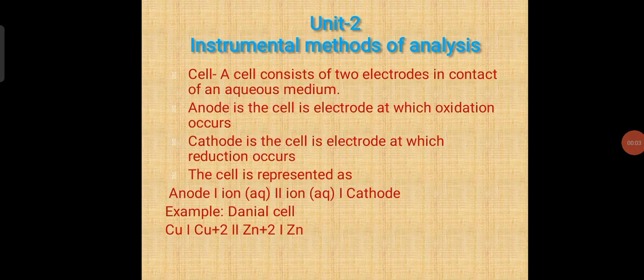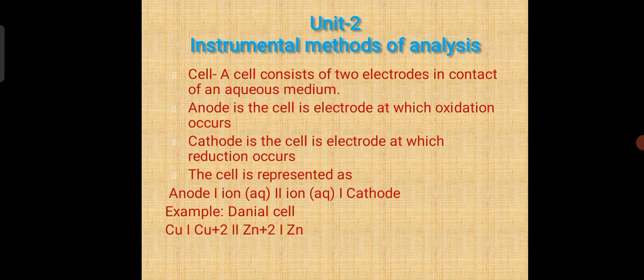Unit number two, instrumental methods of analysis. In this unit, we study instruments like conductometry, pHmetry, and electrodes. First, the introductory part of this unit.